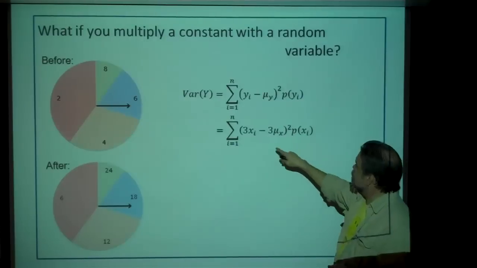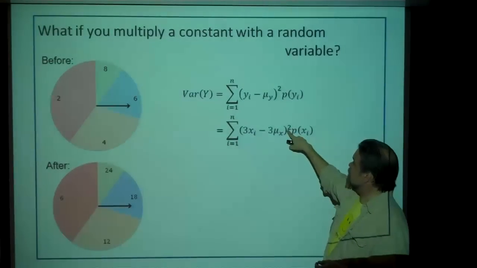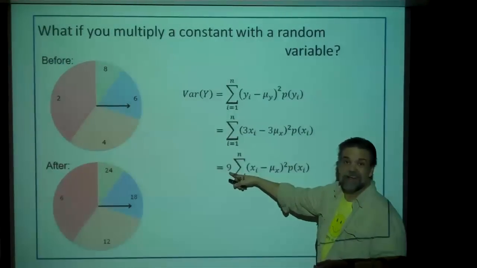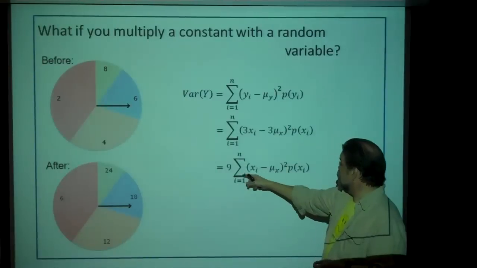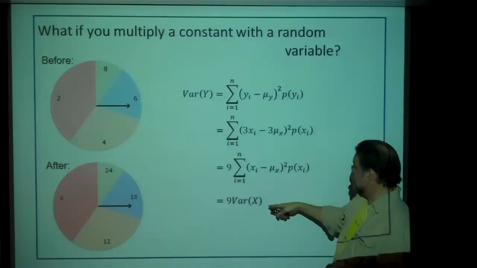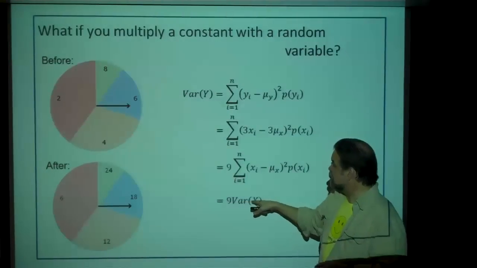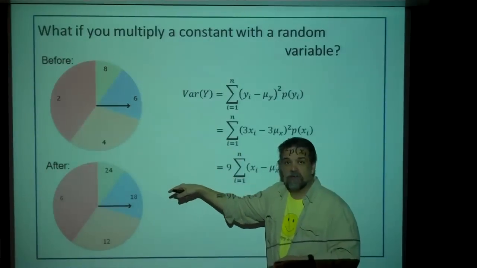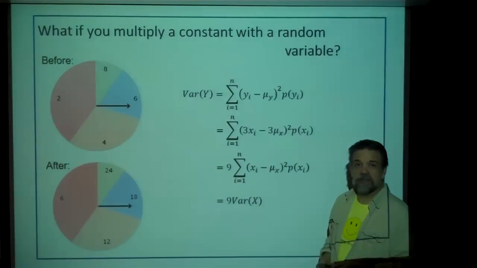Well, now, in order to factor out this 3 here, it's being squared. So if I factor out the 3, I'll actually factor out a 9 because it's being squared. And now this is simply the variance of x. And so what I end up with is 9 times the variance of x. So when I multiply my random variable by 3, the variance got multiplied by 9.